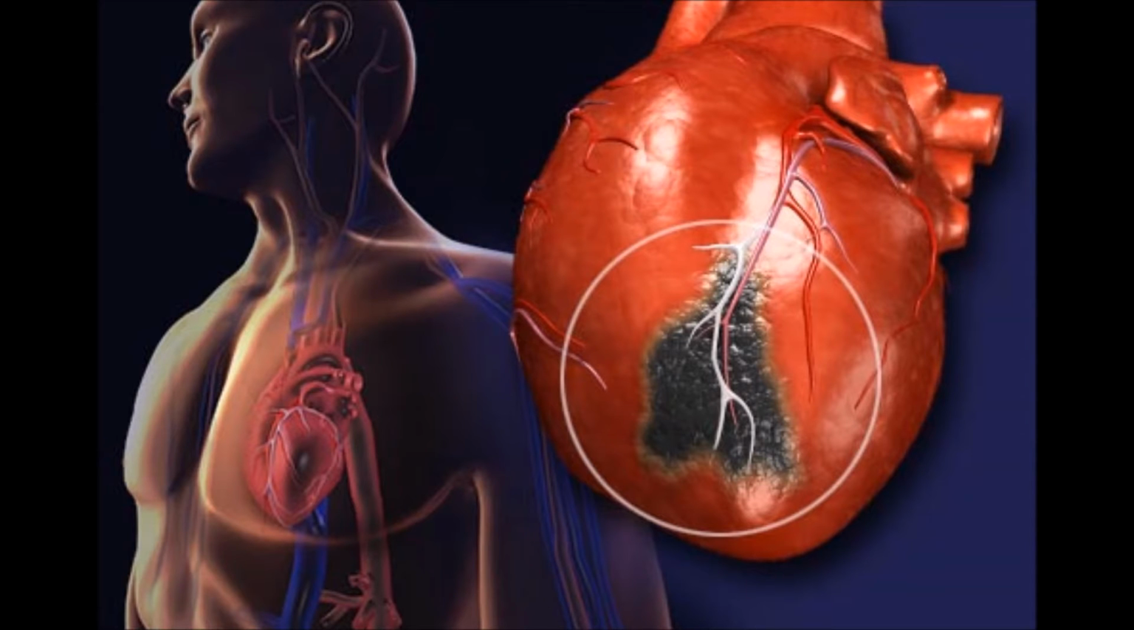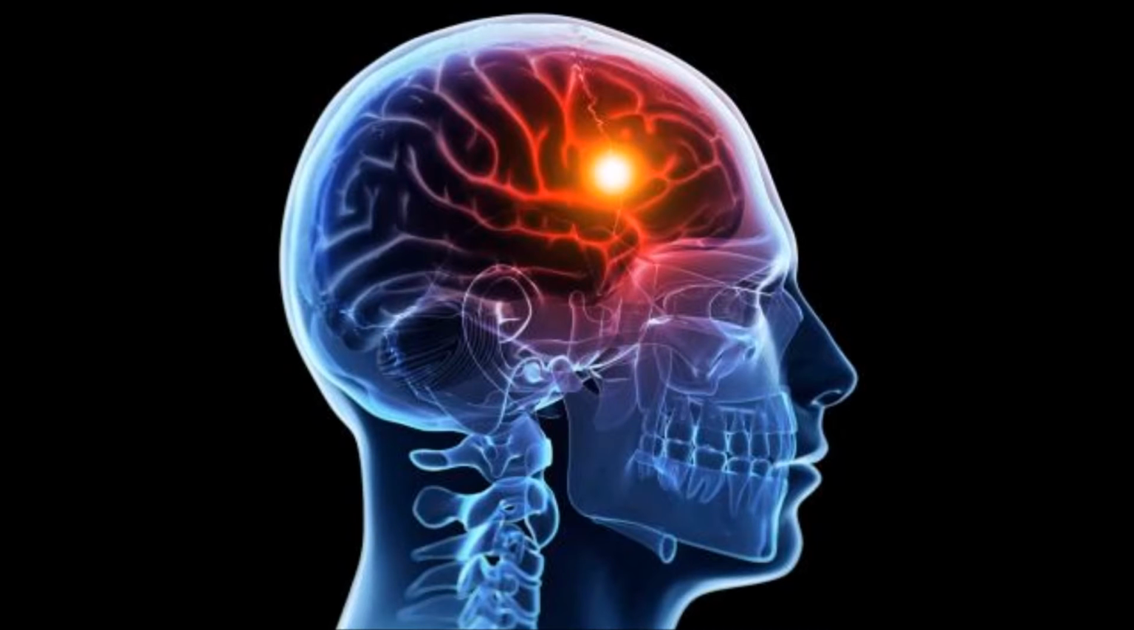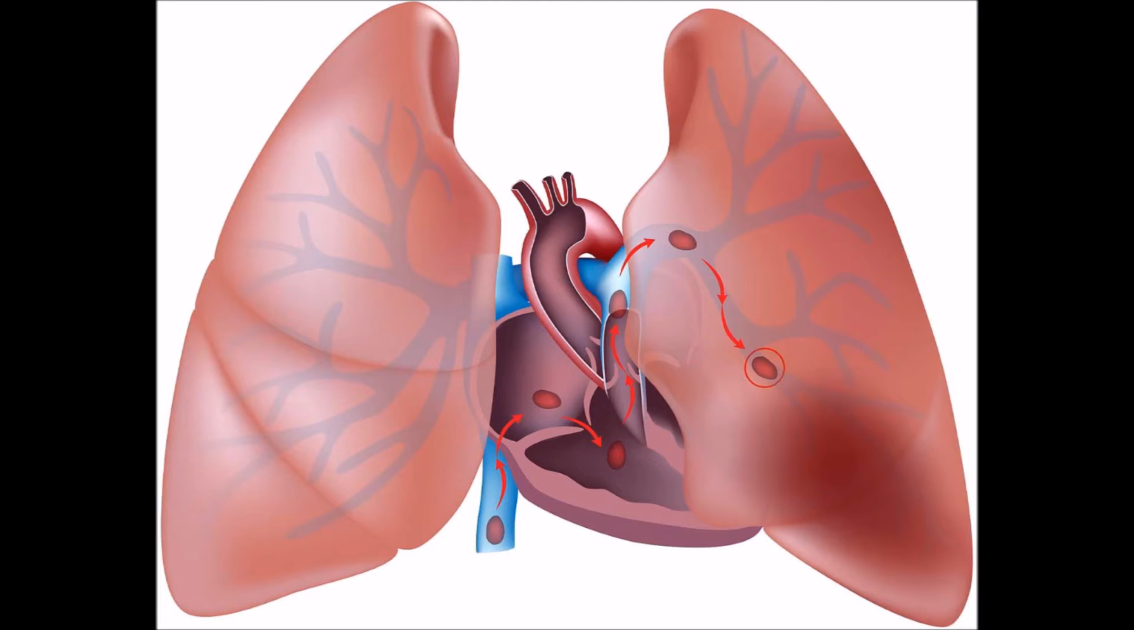Depending on where the obstruction takes place, if it's in the heart, it's a heart attack. In the brain, it's a stroke. In the lungs, it's a pulmonary embolism.